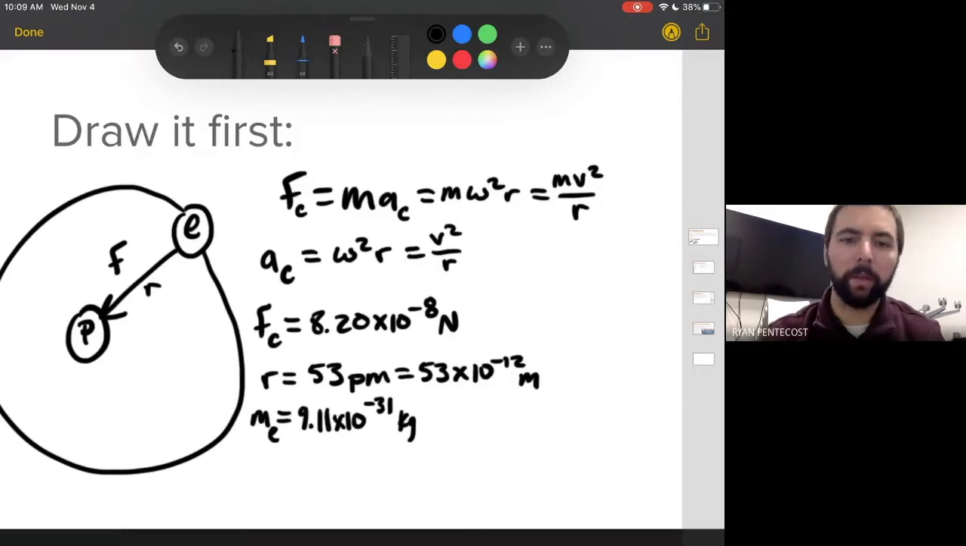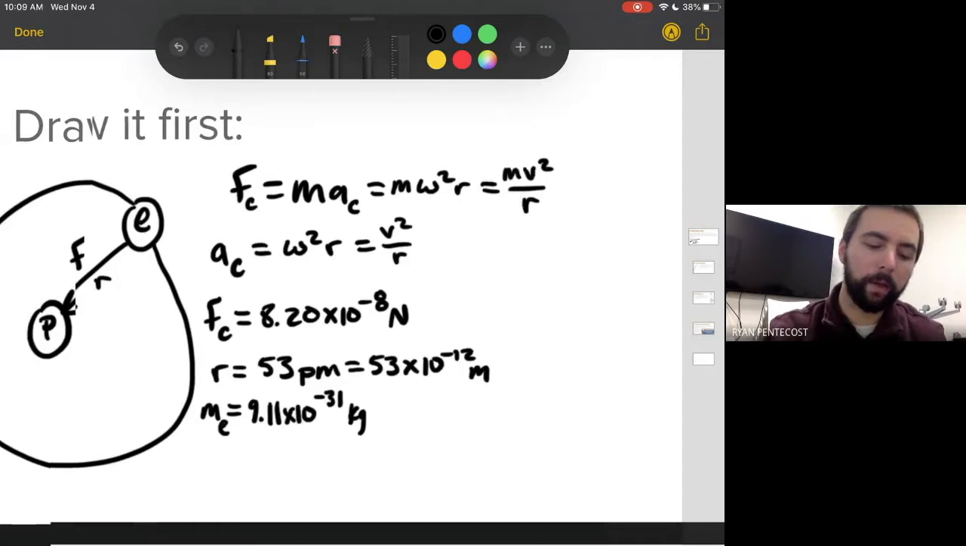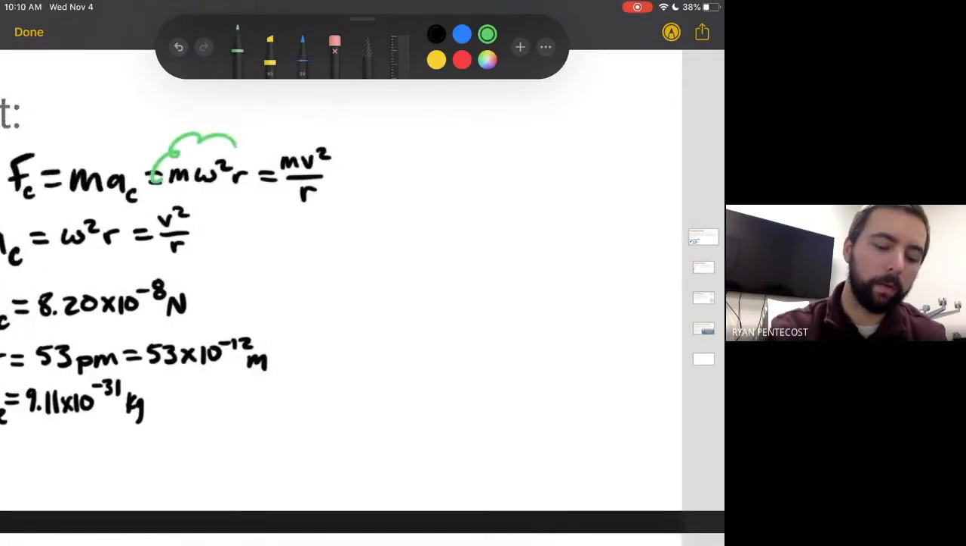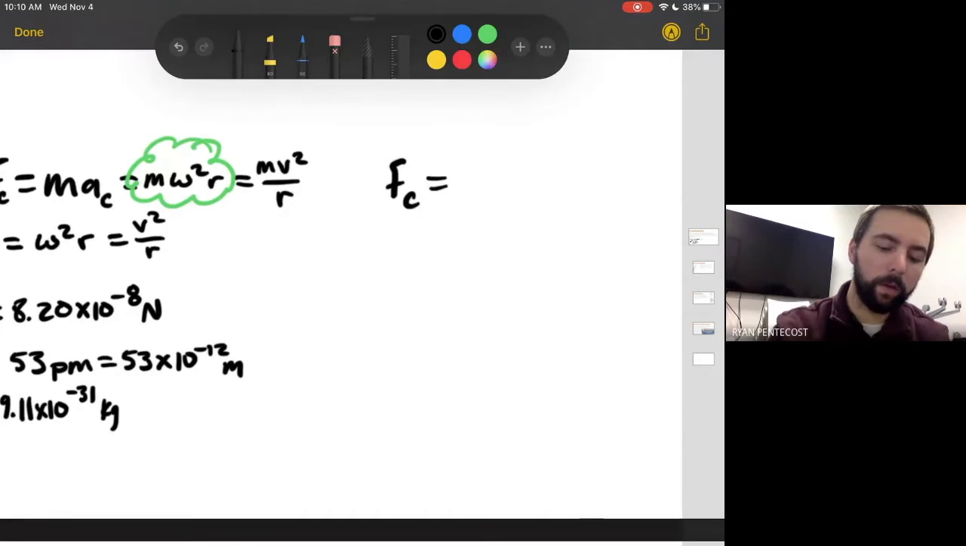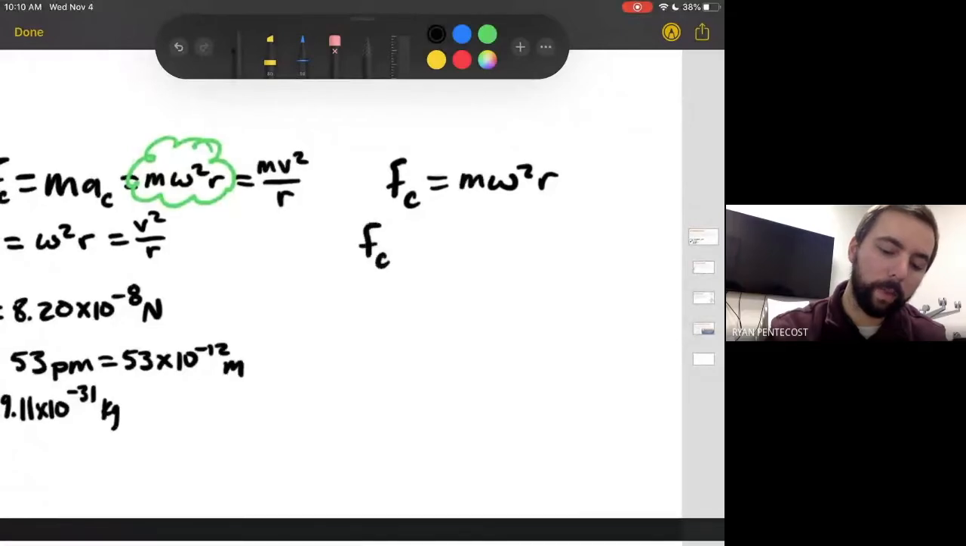Where in all of this could we get the frequency of orbits in revolutions per second? Well, omega can be in revolutions per second. Velocity can as well, and we'll talk about that. But for now, we will work with our m omega squared r. So we have Fc equals m omega squared r. If we want to solve for omega, we could take Fc, divide by mass and radius, take the square root, and you would get omega.